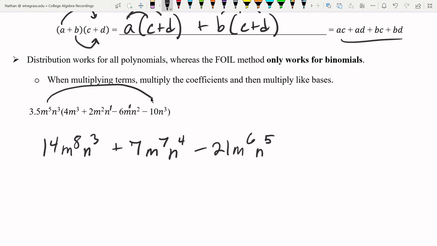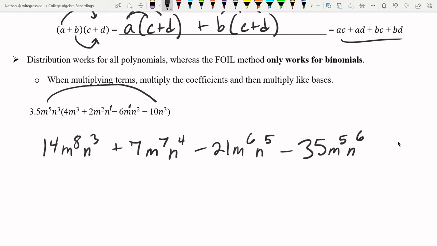Okay, final one. 3.5 times 10, it's going to be negative, it's negative 10, not just 10. Negative 35. There's no other base with m here, so we're just going to add m first because m comes alphabetically first. And then n cubed times n cubed is n to the 6th power. 3 plus 3 is 6.